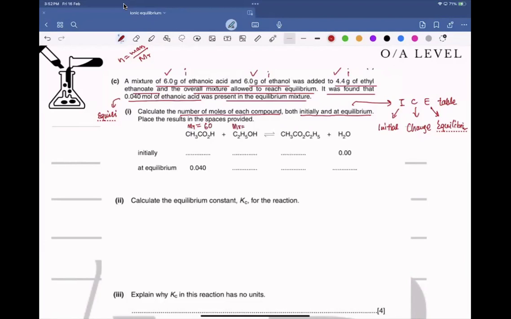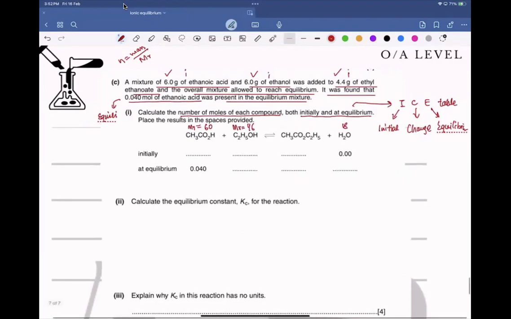For ethanol: two carbons, 24, one oxygen, 16, is 40, and six hydrogens, 46. Water is 18, we know. The total would be 60 plus 46, which is 106. And from 106, as water is released, we remove 18. So 106 minus 16 is 90, and minus 2 is 88. So the ester's Mr would be 88.